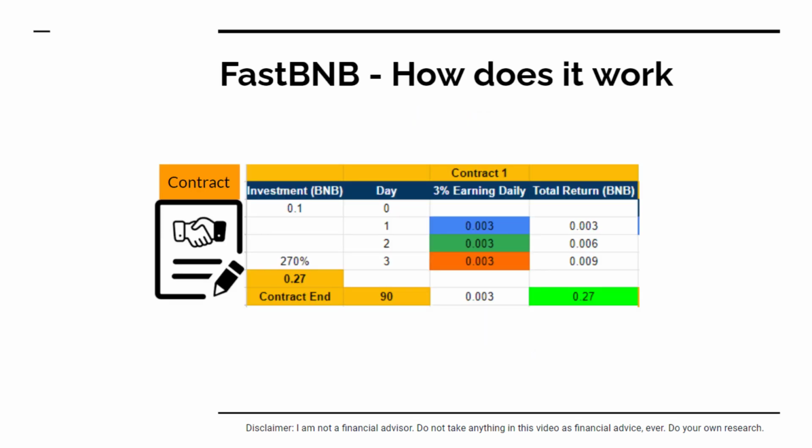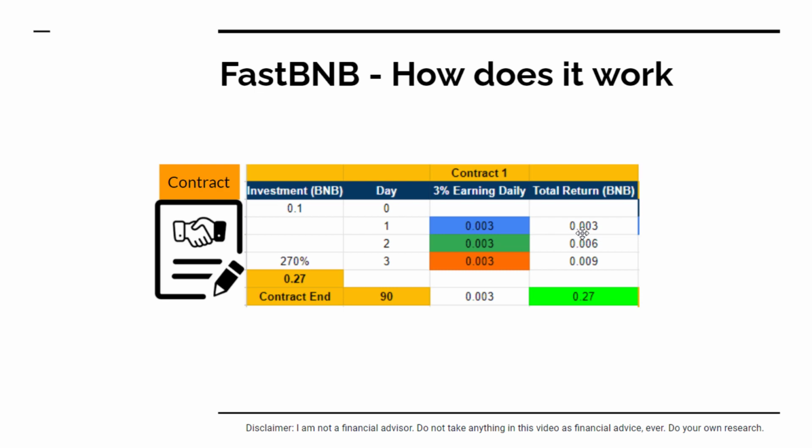Okay, so next let's go over how it works. In general, we know the minimum investment in FastBNB is 0.1. So on day 0, you put in 0.1, and on day 1, you get 3% earnings, so it would be 0.003.